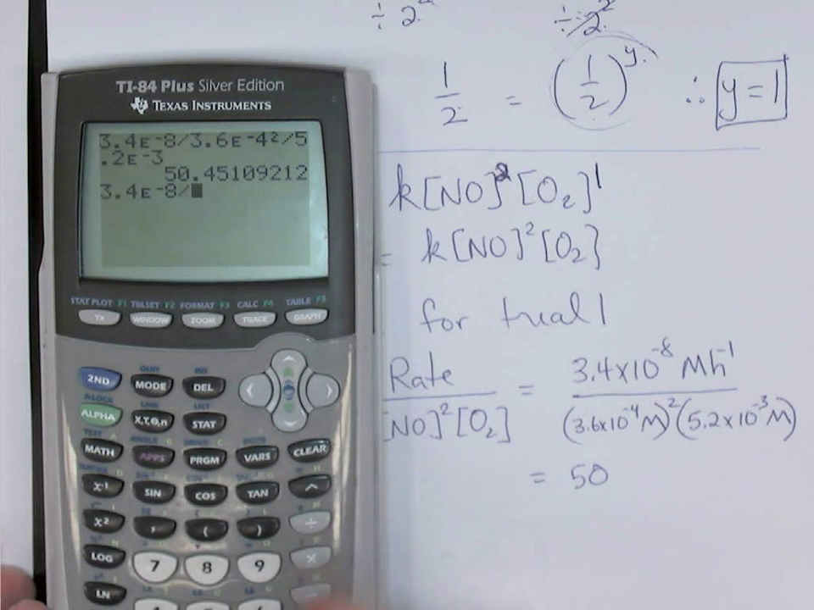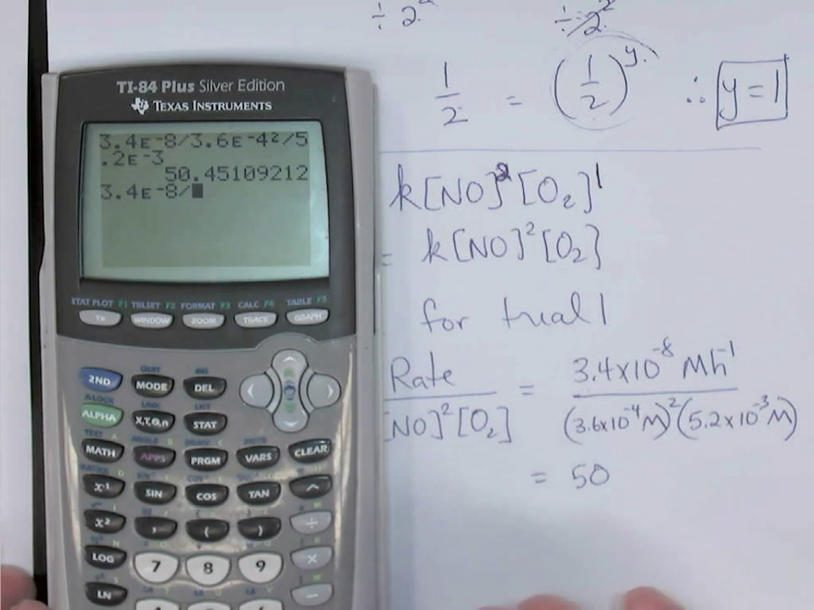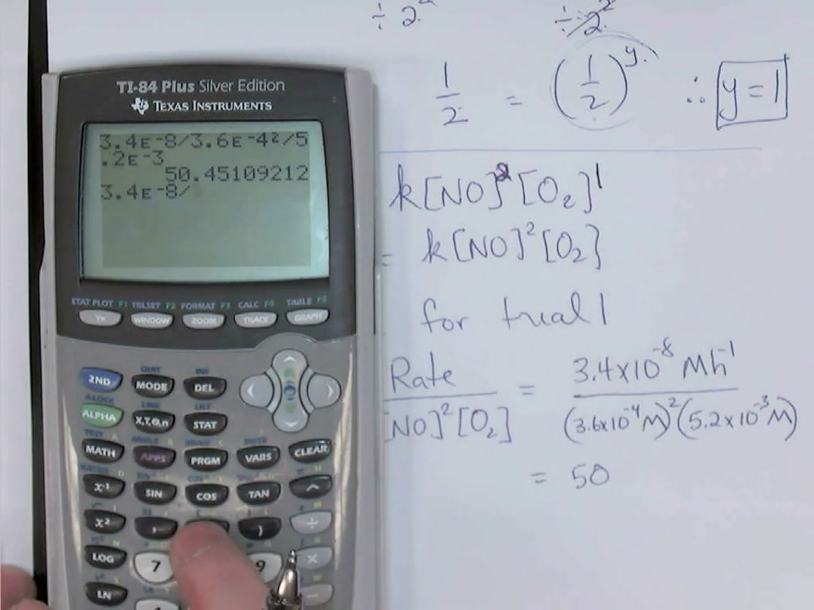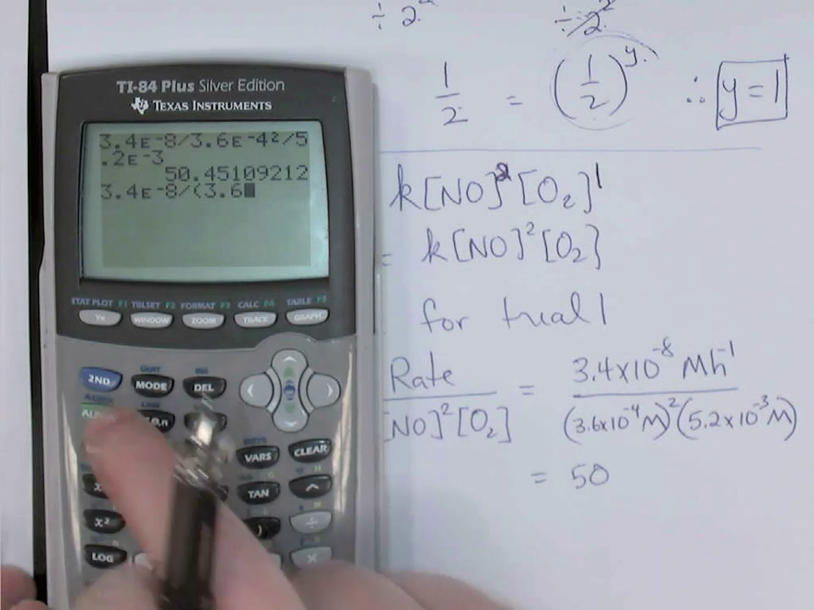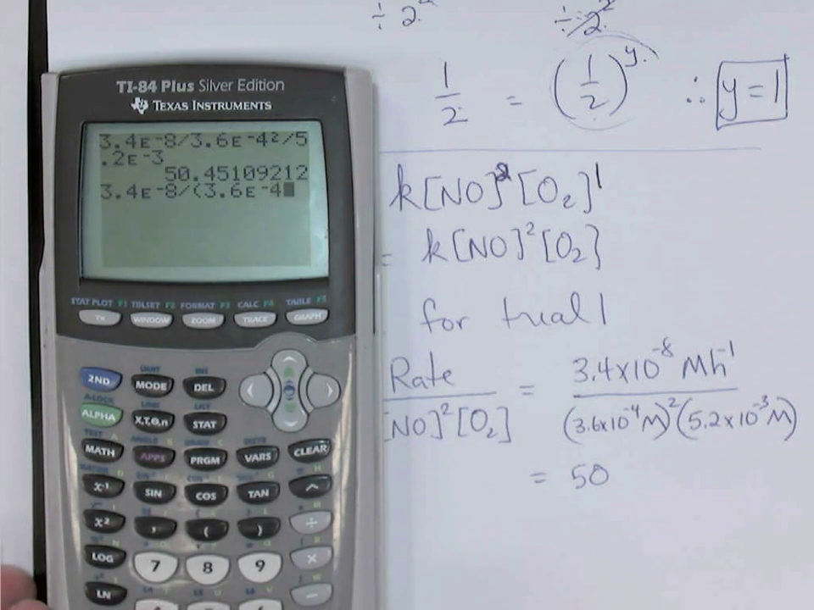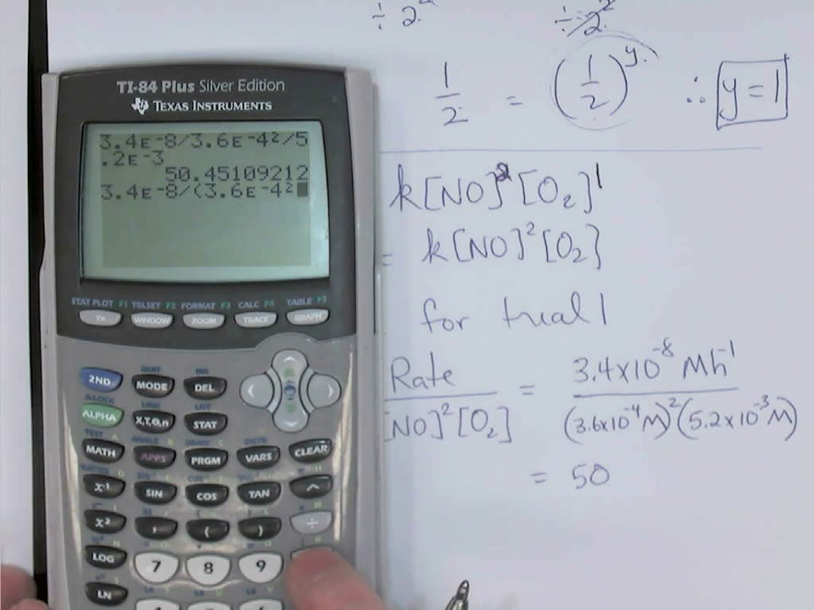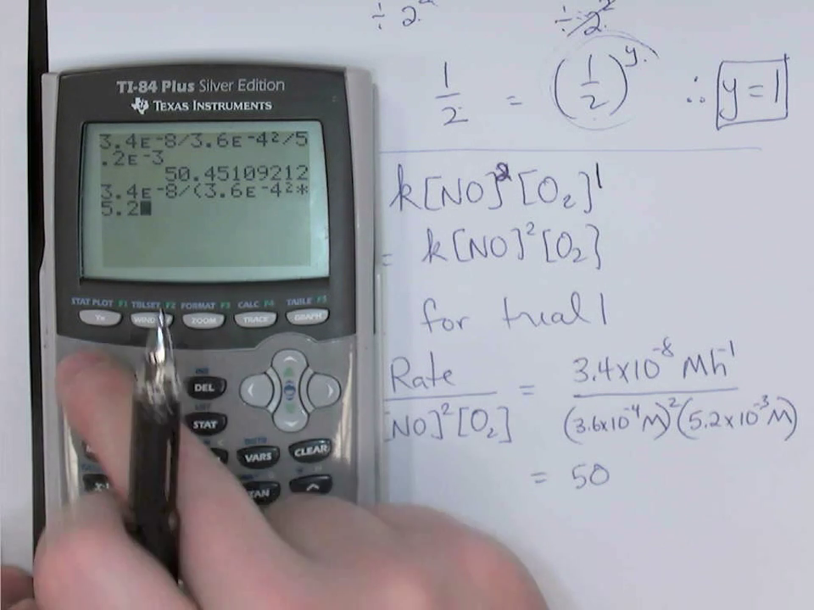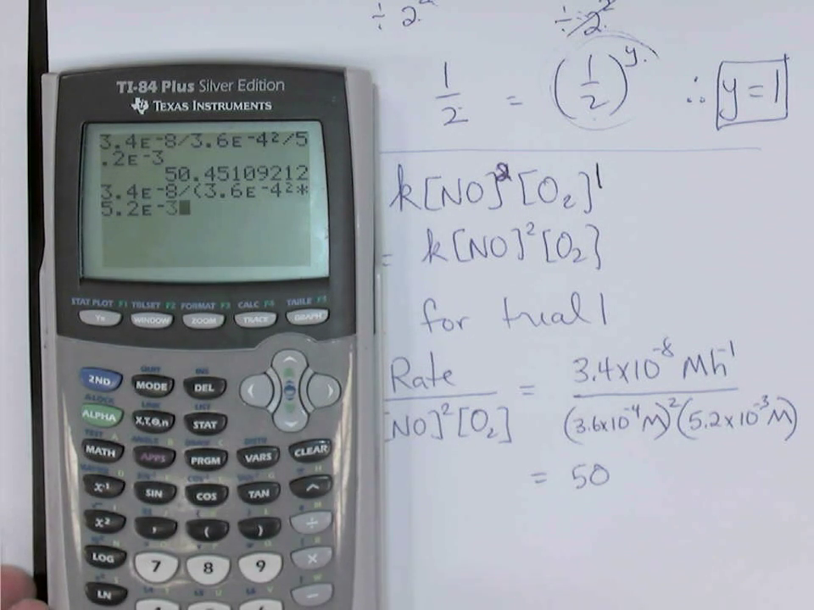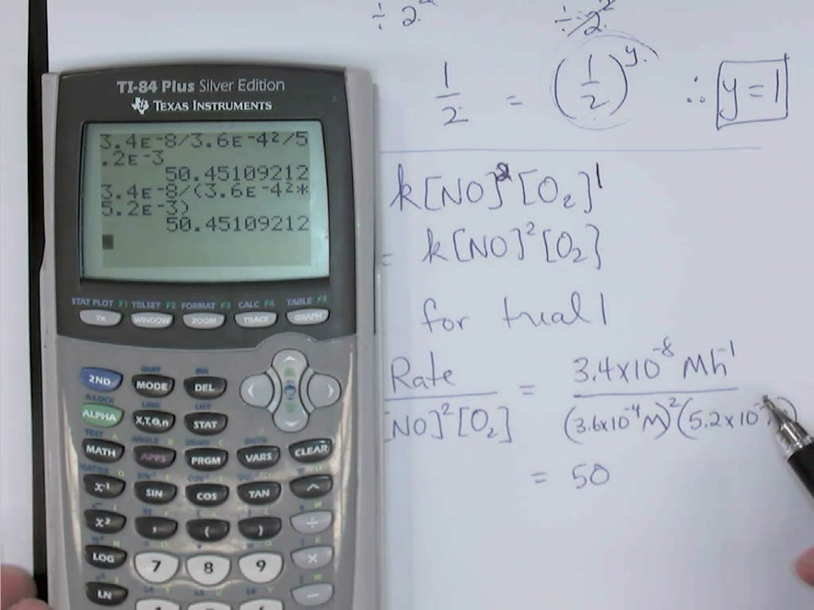If you don't like to do the dividing twice, then now open a pair of brackets and simply type the bottom part of your fraction in. So 3.6 times 10 to the minus 4 squared times 5.2 times 10 to the minus 3. Close your bracket, equals. And notice you get the same answer, 50.